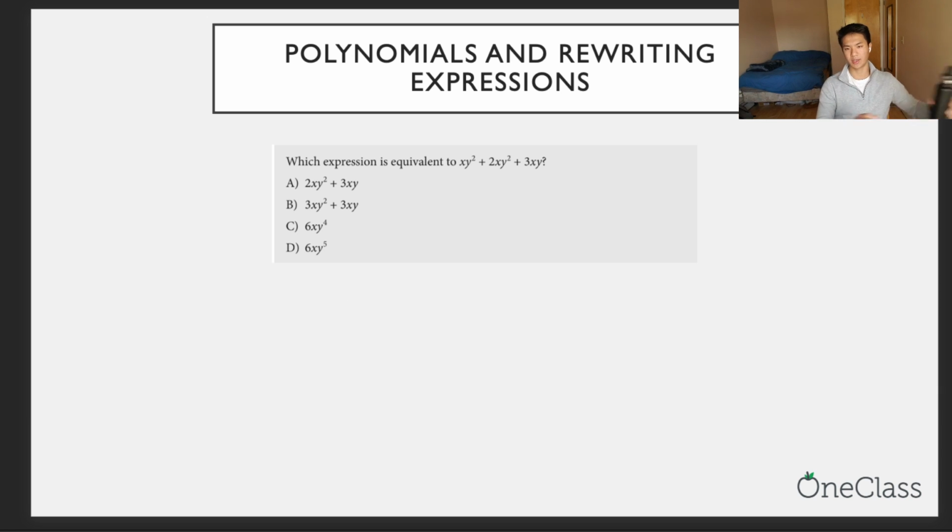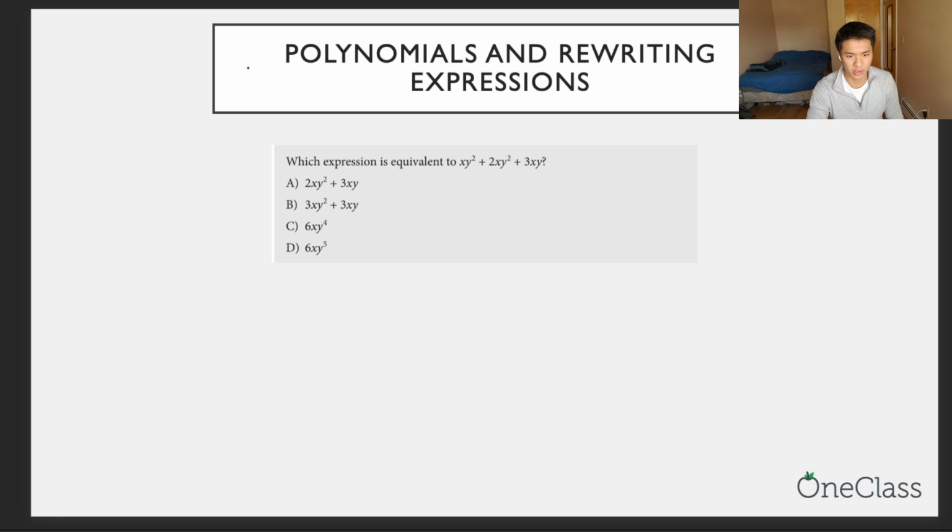So the next question is going to be more of a simple question. It says, which expression is equivalent to xy squared plus 2xy squared plus 3xy? So it's not a conventional polynomial. It's got two different variables. What are we really being tested on here? It's simply saying, do you know when you're allowed to combine terms? Do you know when you're allowed to simplify further?